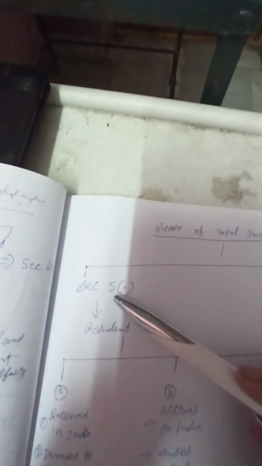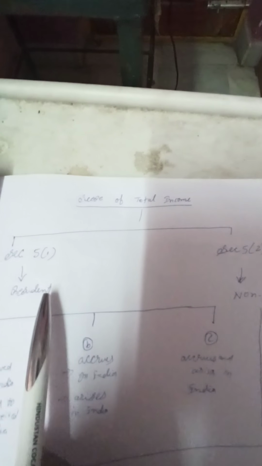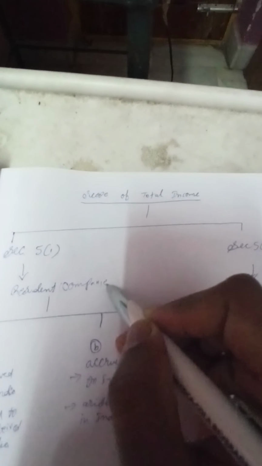The first one is mentioned in section 5 of subsection 1. The second one is section 5 of subsection 2. Section 5 of subsection 1 is regarding the resident companies only, and section 5 of subsection 2 is regarding the non-resident companies.